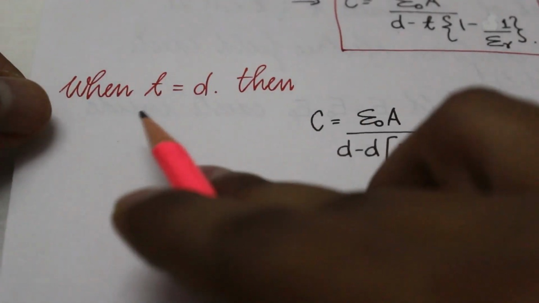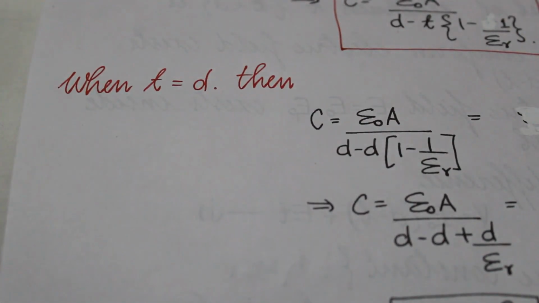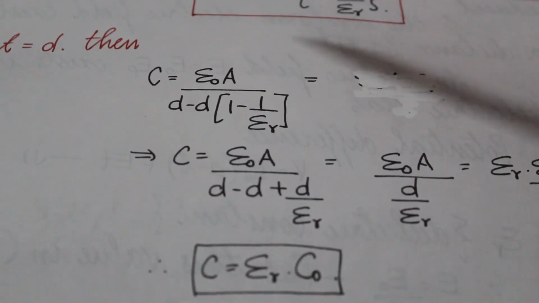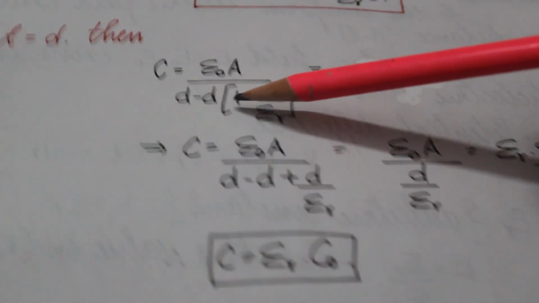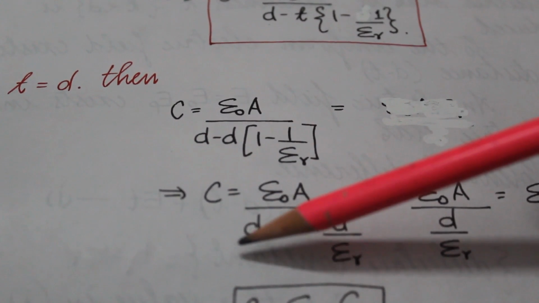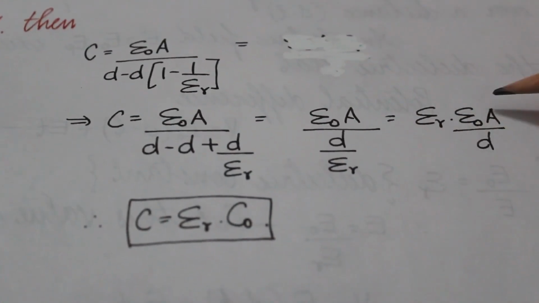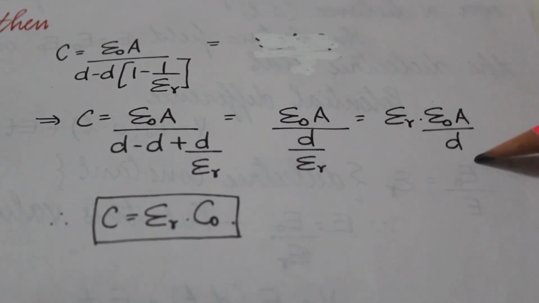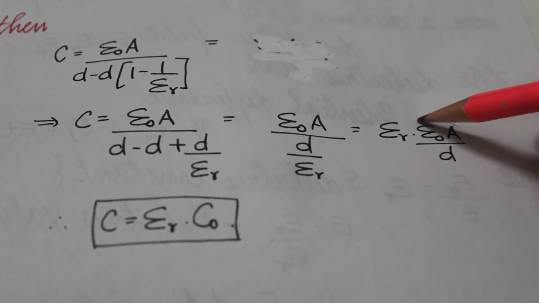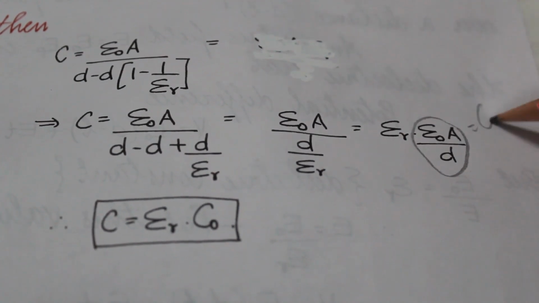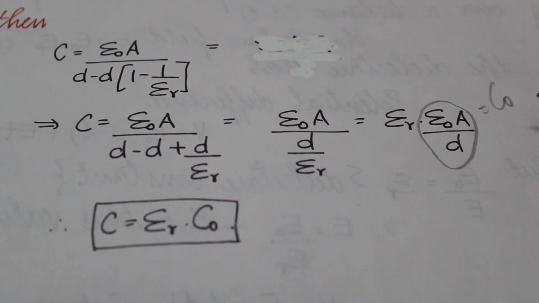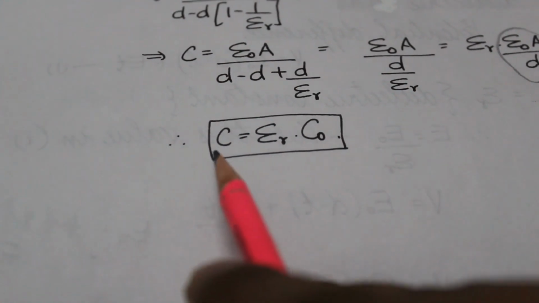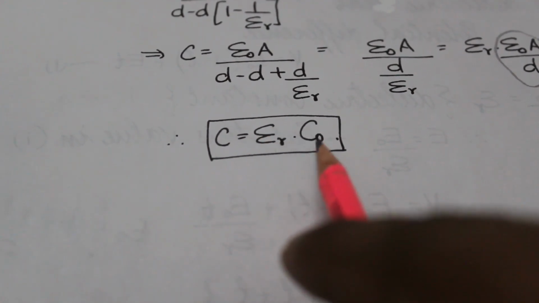What if t is equal to d? It means the dielectric is completely filling the gap between the two parallel plates of the capacitor. In this, instead of t, I'll write d. On solving, I'll get epsilon R epsilon naught A upon d, and we know that epsilon naught A upon d is the capacitance of the capacitor when there was air or vacuum. Finally we get C is equal to epsilon R into C naught.